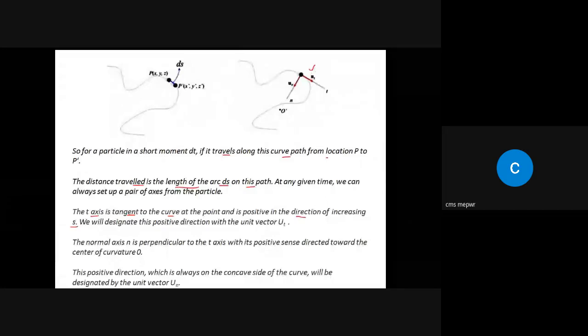Similarly, the n-axis will be perpendicular to t, and it will be positive if it is directed toward the center of curvature. For example, if we have this arc and the n-axis is directed towards the center of curvature, in that case we will consider n as positive, and the unit vector along the n-axis will be given by un, right? In other words, the positive direction of the n-axis is always to the concave side of the curve. Is it clear? And the direction will be represented by un, the unit vector along the n-axis.